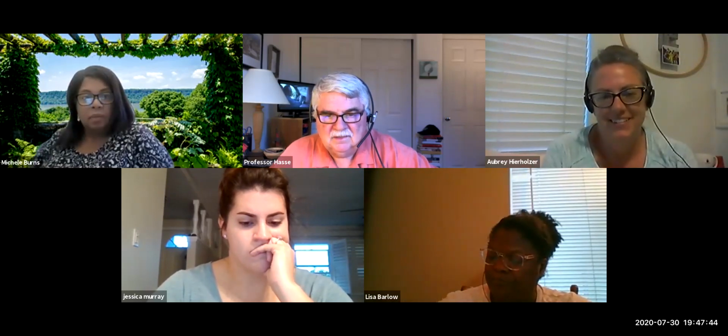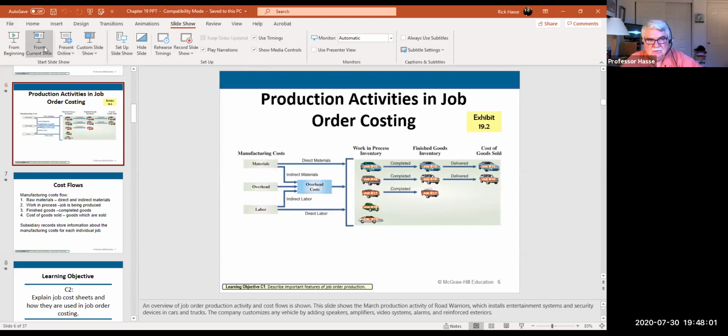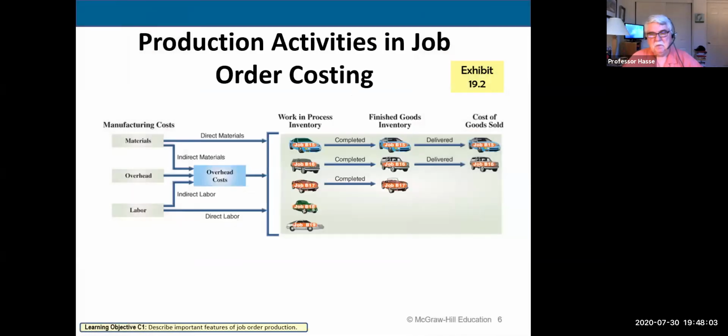Now we're going to talk about this a little bit more next week, but I want to go over it now. And again, we have to know the definitions. We do not need to know any accounting entries or anything associated with this, just the definitions. This is chapter 19. It's called job order costing, job costing.